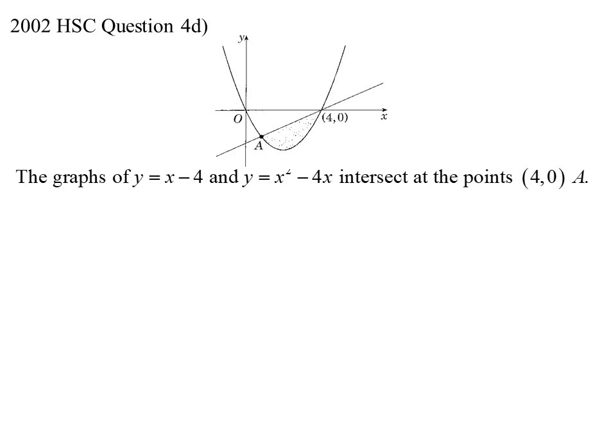At the point 4, 0, oh, it's missing a word there, it should say "and A". Well, A is the other point. Find the coordinates of A for 2 marks. I said they were very generous. Find the coordinates of A for 2 marks.